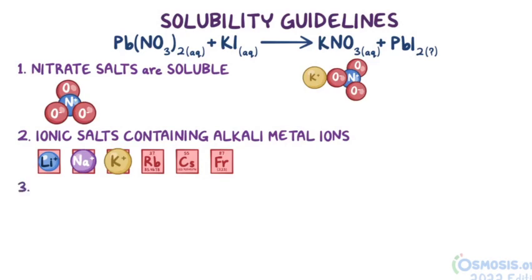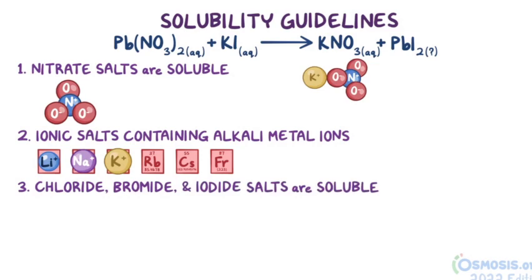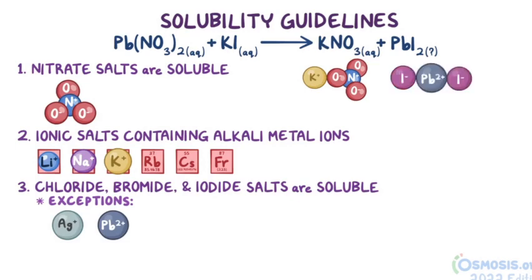The third rule is that chloride, bromide, and iodide salts are soluble, although there are some exceptions. Salts of the ions silver 1 plus and lead 2 plus are 2 exceptions. In our case, we have an iodide salt, but it contains lead, which happens to be one of the exceptions to Rule 3. Lead iodide is therefore not soluble. We can now guess that lead iodide is our precipitate, and we can indicate this by putting an S for solid as a subscript in the chemical equation.